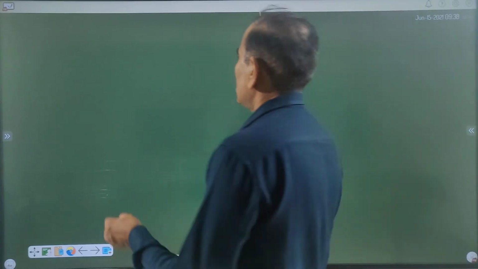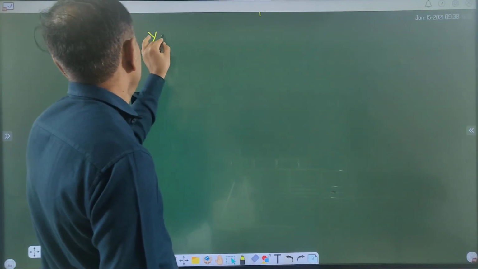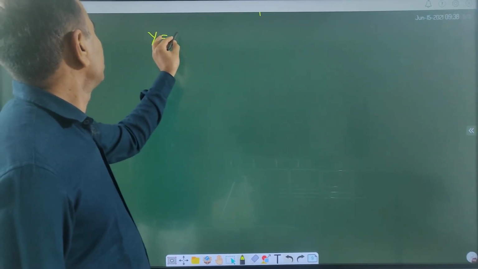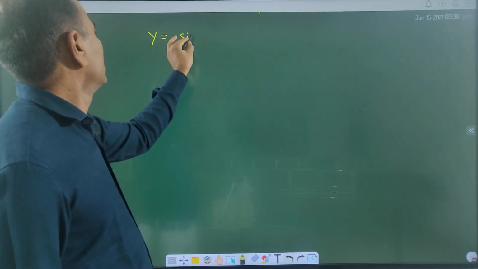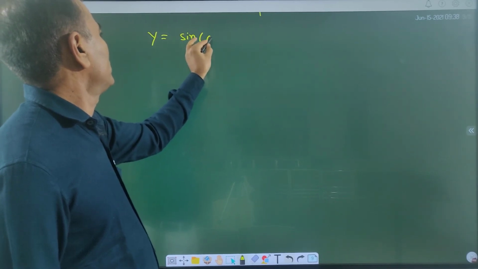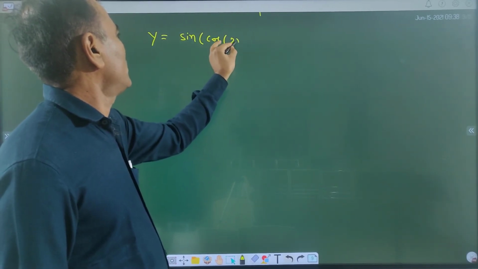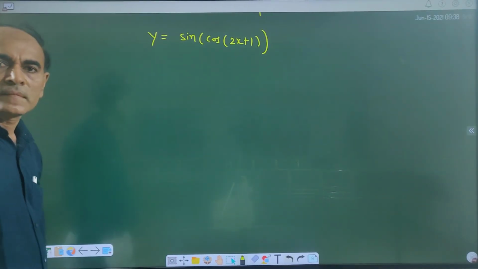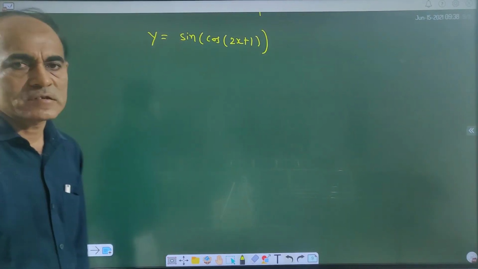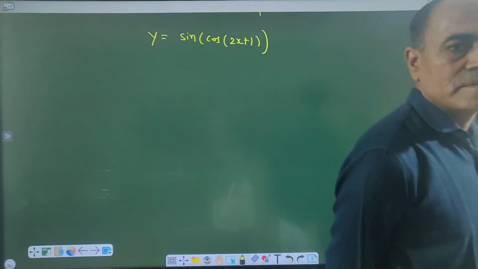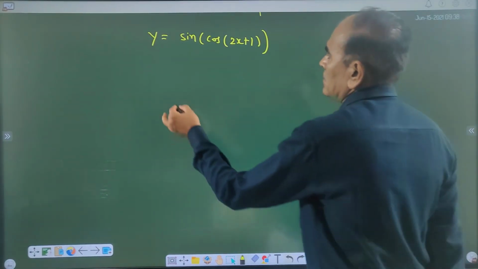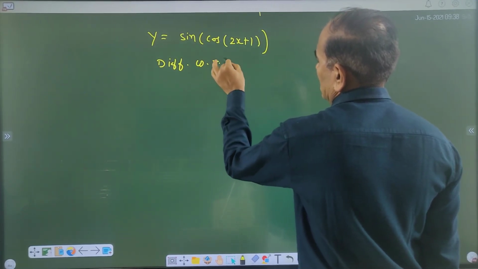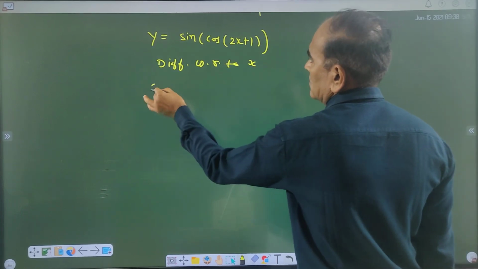Now please see here. Suppose we wish to find dy by dx of sine of cos of 2x plus 1. Here the composition of three functions is there. How do we find it? Differentiate with respect to x.